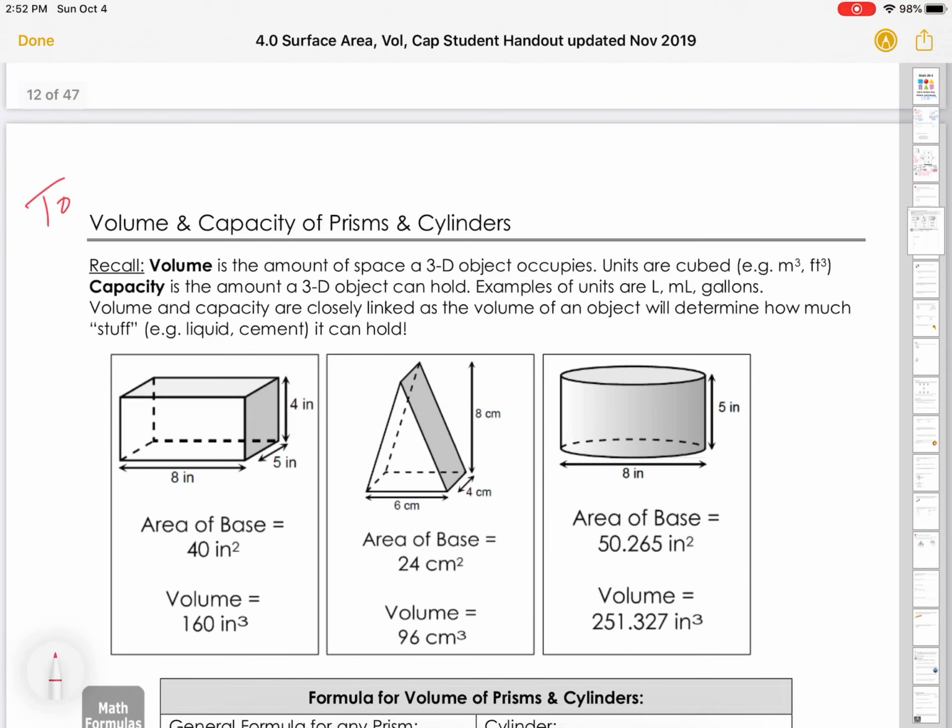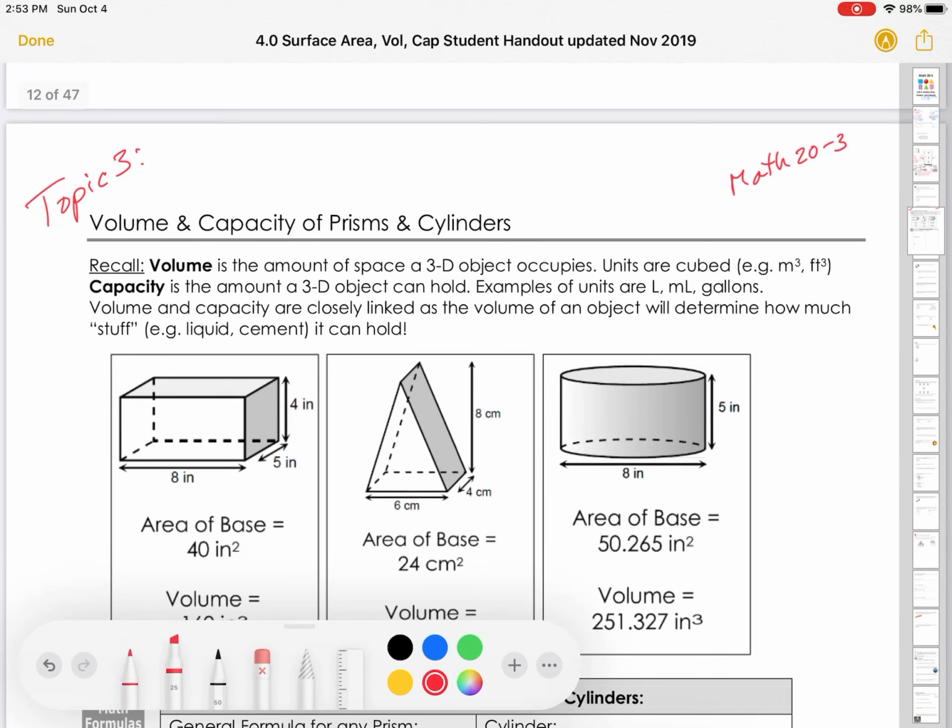Okay, so today we're doing topic 3 in Math 20-2 or 20-3, which is volume and capacity of prisms and cylinders. Now remember, this is recalling from previous courses.